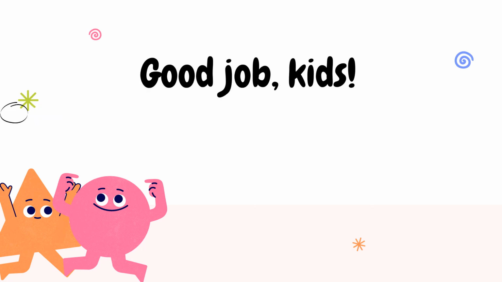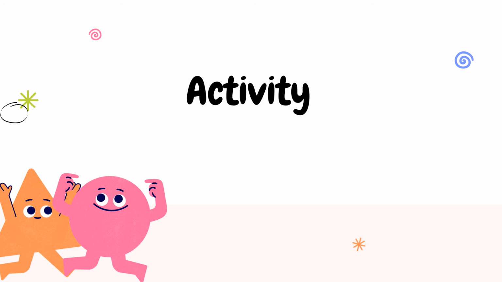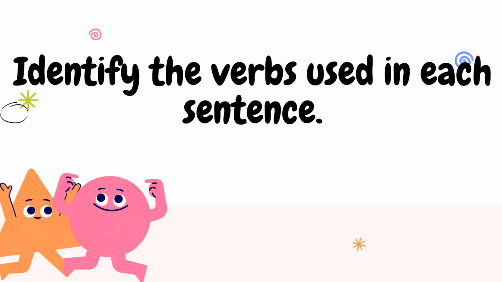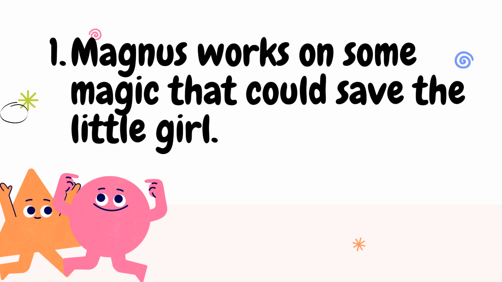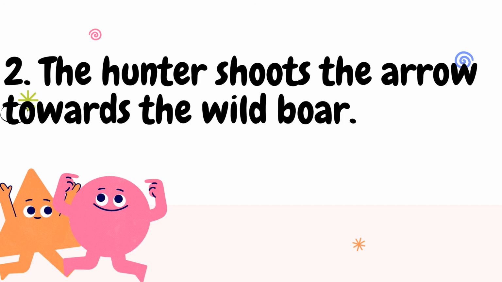Good job, kids! It seems that you really understand our lesson for today. Before we end our session, let's have our last activity. It says here, identify the verbs used in each sentence. Number 1. Magnus works on some magic that could save the little girl. Yes, you're right. The answer is works. Number 2. The hunter shoots the arrow towards the wild boar. Fantastic. The answer is shoots.